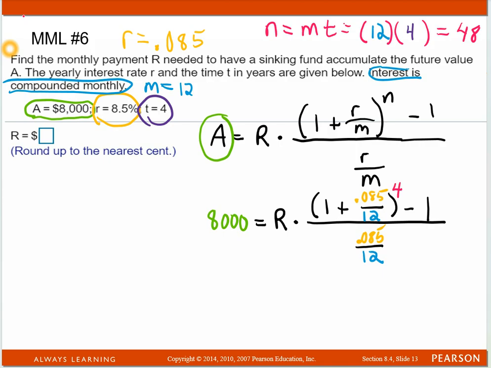So everybody is in place. Now, this is going to be 8,000 equals R times, and when I go into my calculator, I'm going to circle all of this in pencil here.